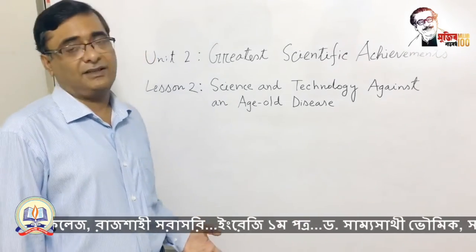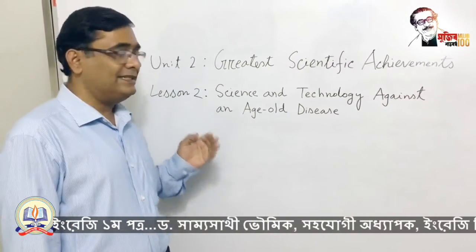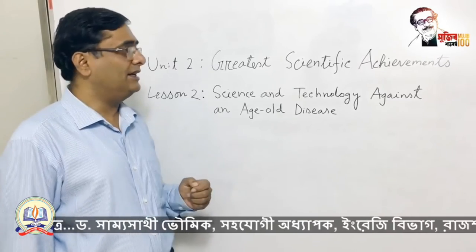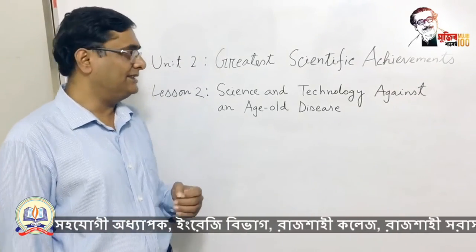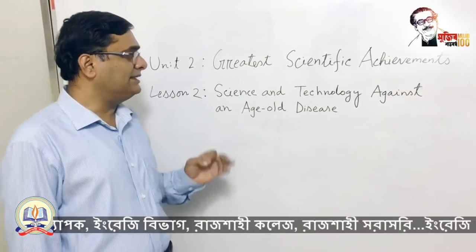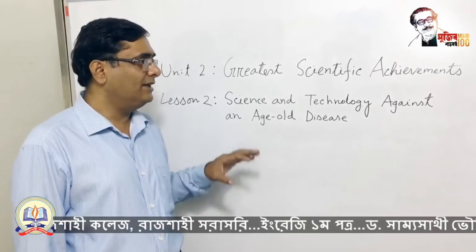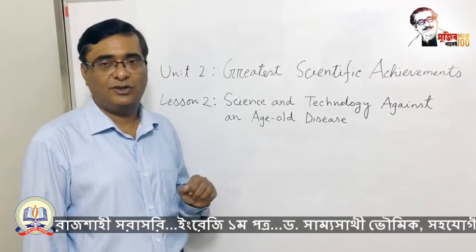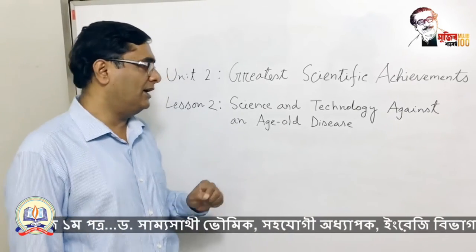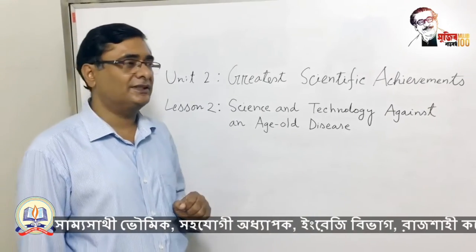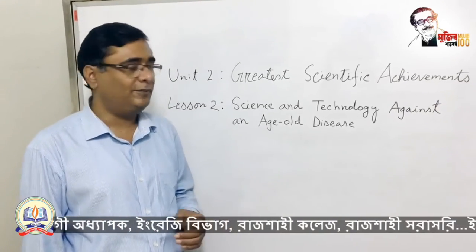Now, in the previous class, in lesson number 1, we saw internet, cell phone, satellite, and other scientific achievements of the last century and this century as well. Now, this unit, Unit 2, Greatest Scientific Achievements, consists of 4 lessons. This unit is basically focused on the scientific achievements of the previous century and the achievements we witnessed over the last couple of decades.